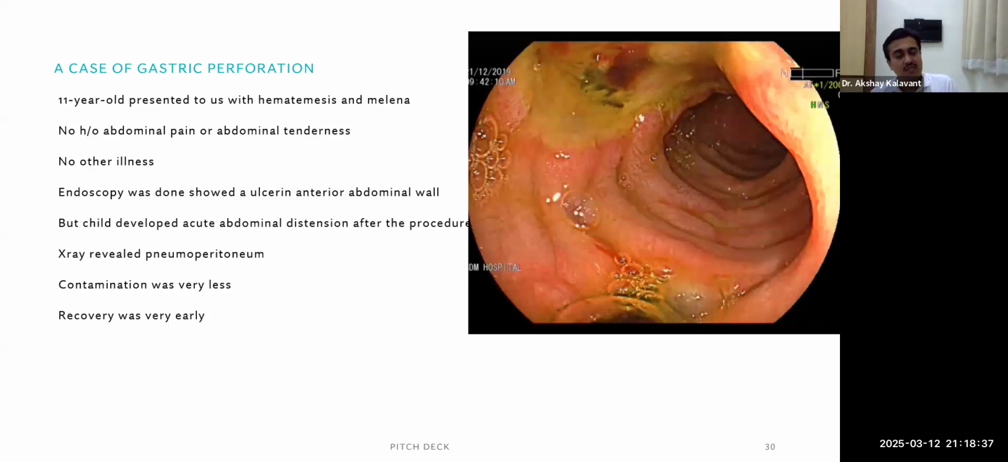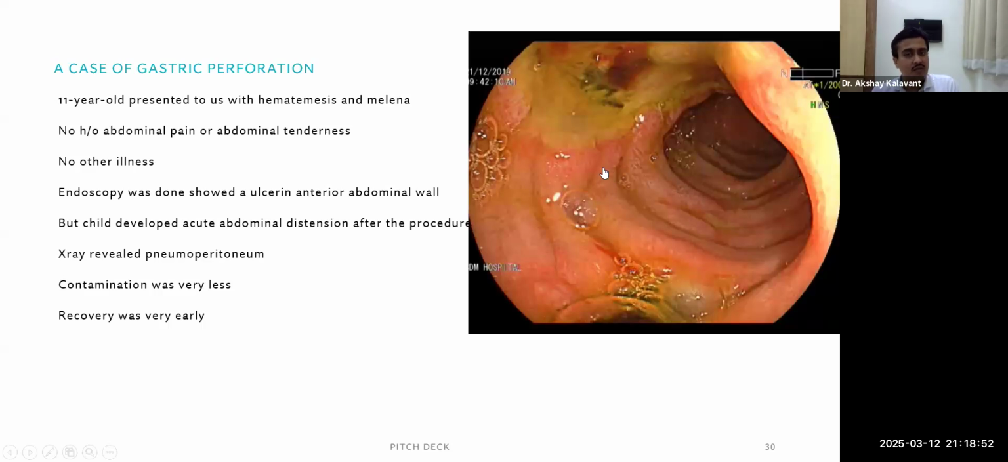So the patient was in the OT, and we did a C-arm. In the C-arm, we noted that there was a pneumoperitoneum. So without wasting much time, we discussed the case with the parents, and we said that the child requires immediate laparotomy. This was a perforation of the duodenal ulcer.